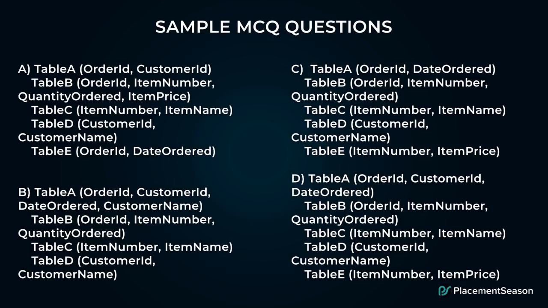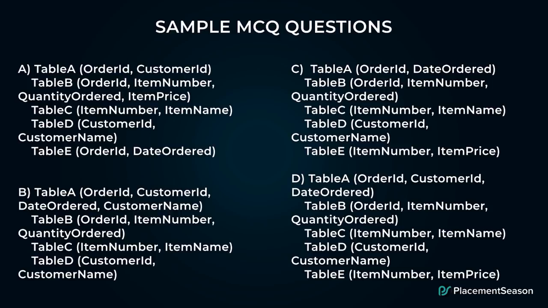So here, if we see, in most of the tables there is data redundancy and there are dependencies. For example, the table E has order ID and date ordered. In this case, we should have customer ID so that we can relate order ID with customer. Okay, let's look at the second option.